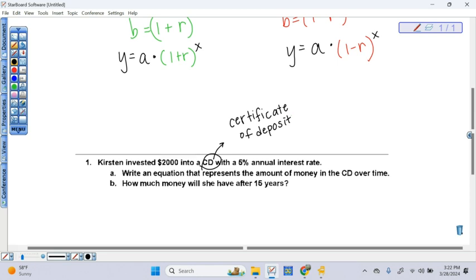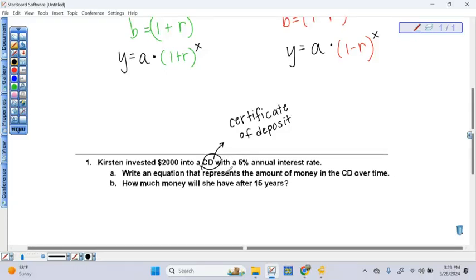Exactly. So it's kind of like a bank account, right? If you have $2,000, you could just leave it in your piggy bank at home and let it sit there. But in 15 years, it's still going to be $2,000, right? But if you put it into a bank account called a CD, you have to leave it for a period of time. But then at the end of that period of time, you take it out and it's grown. It's become more.